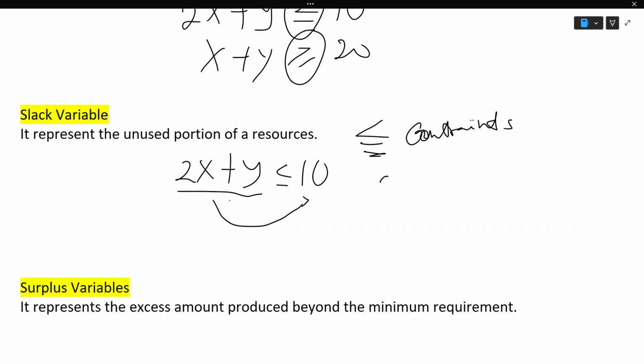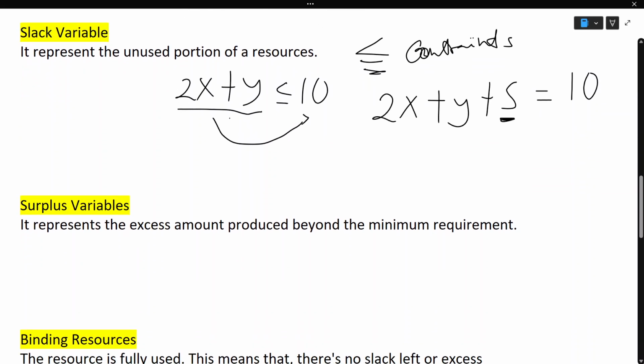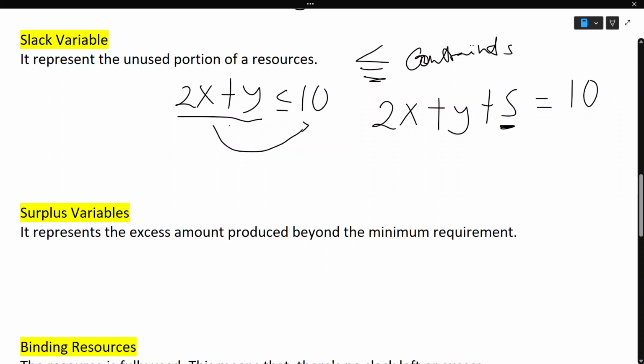So if I add a slack, say s, then I can say that the left hand side equals the right hand side by adding this variable, that is the slack. And you also need to know that if the slack is 0, then the resources available have been fully used. If it is greater than 0, then we have extra available, and that gives us a surplus.